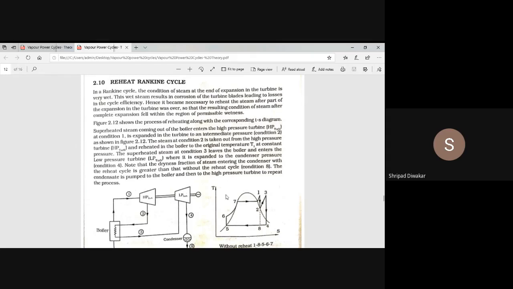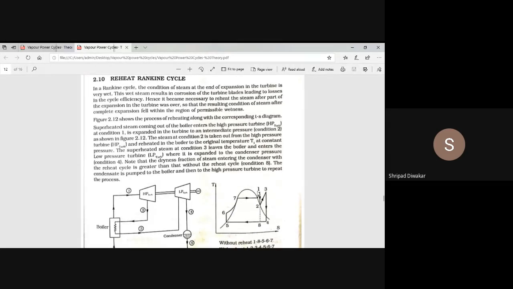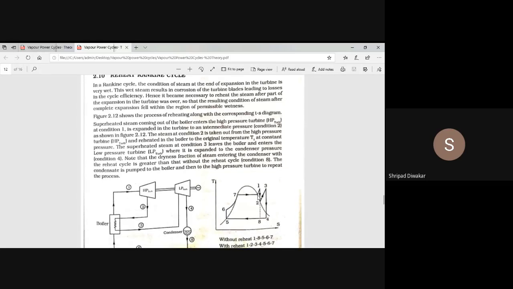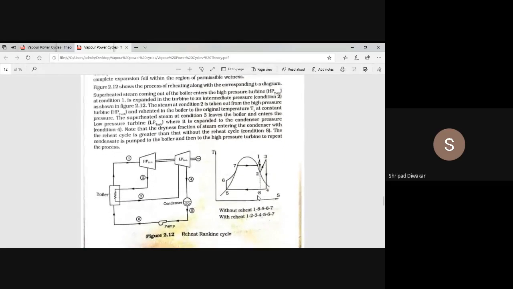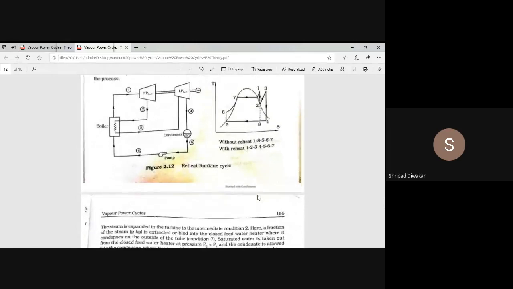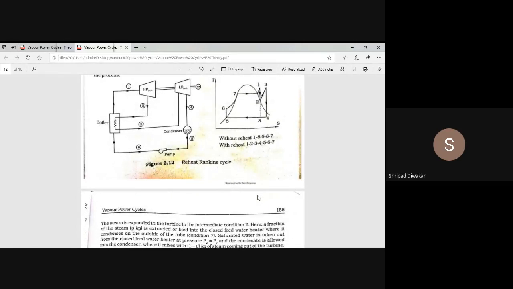As you studied, there are three important methods to improve the cycle efficiency in case of gas turbine: reheating, intercooling, and regeneration. Like that, we are having one more part called the reheat Rankine cycle. I'll explain the things. In the normal Rankine cycle we are having only one turbine, but in the case of the reheat Rankine cycle, we are having the HP turbine and LP turbine.